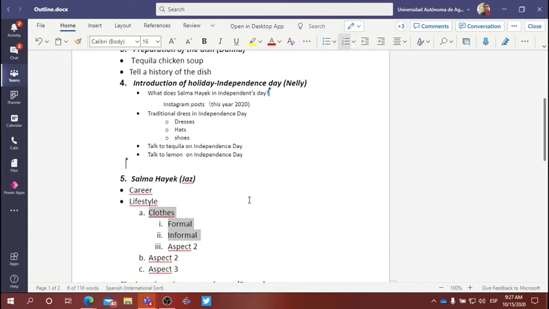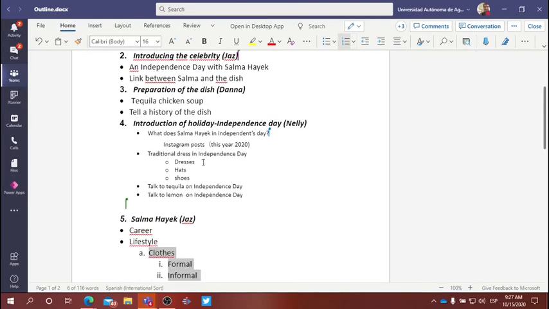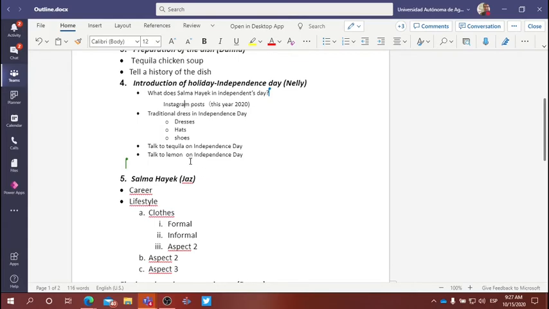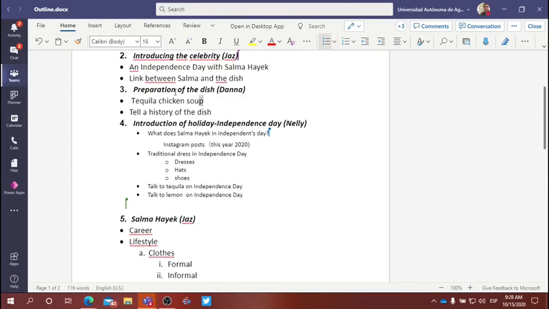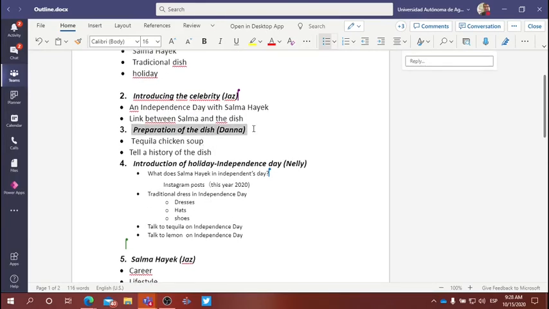If in your outline you are more specific and talk about fewer things, it's going to be easier to find those points of comparison. Same with tequila. Maybe tequila is part of Independence Day, and maybe tequila is part of the dish. That's good. But in the preparation of the dish, what I would say in the outline is, what's the dish? The dish is tequila chicken soup. I would put tequila chicken soup here in your outline. This is your dish.